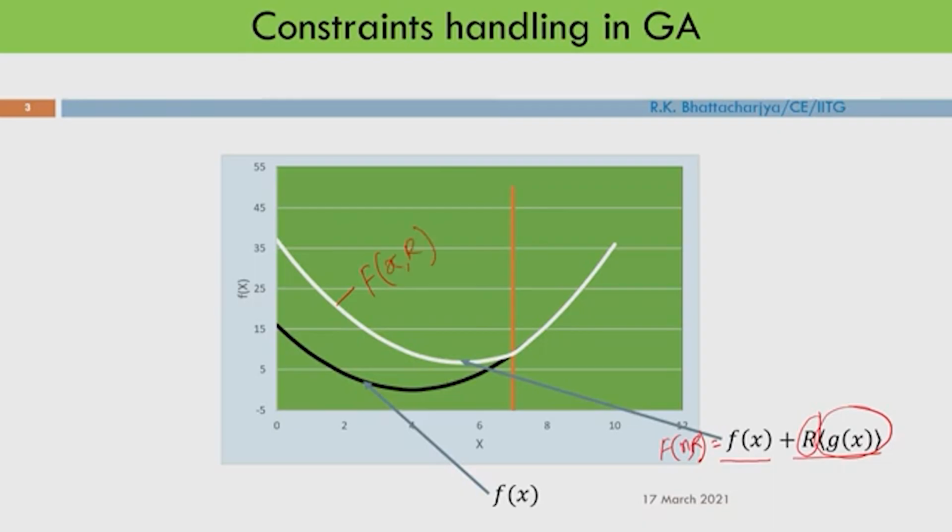Now, if you look at this function, for a smaller value of r, suppose r equal to 1 or r equal to 2, r equal to 10, something like that, what will happen? This is the function I am getting. In that case also, whatever solution you get, the solution of this F(x) function is also in the infeasible region. Therefore, what do you have to do in this case? I have to use a large value of r.